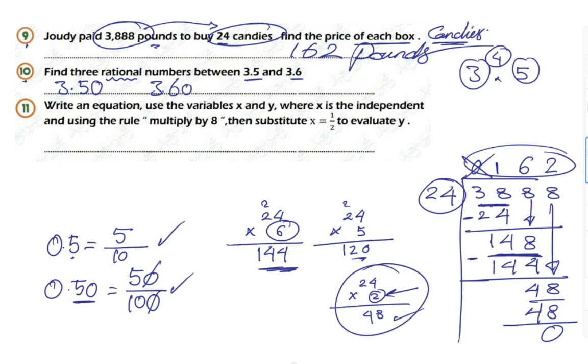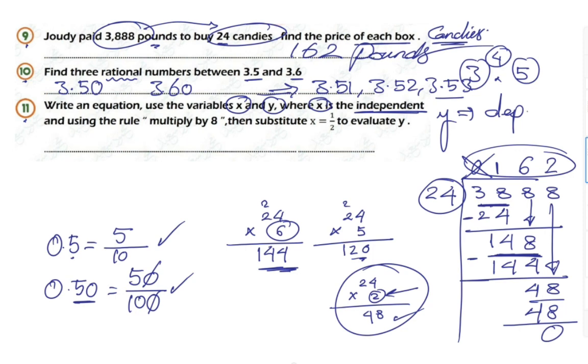Okay. Now I need three numbers between 50 and 60. So the solution may be 3.51, 3.52, 3.53 and so on. Okay. Last point here, write an equation. Use the variables. We have two variables, x and y, where x is independent. Of course, y will be the dependent variable.